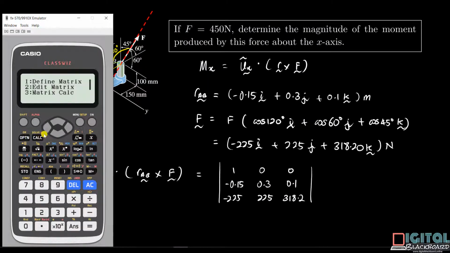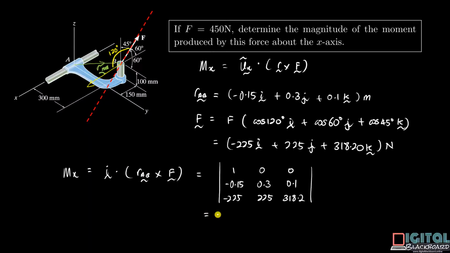Okay, then we go to options and matrix calculations, option 3, and then option again. Go down, determinant of matrix A, so option 3, and that should give you the answer. So this is a fraction, we want it in decimal, so 72.96. So this is simply equal to 72.96 Newton meter.